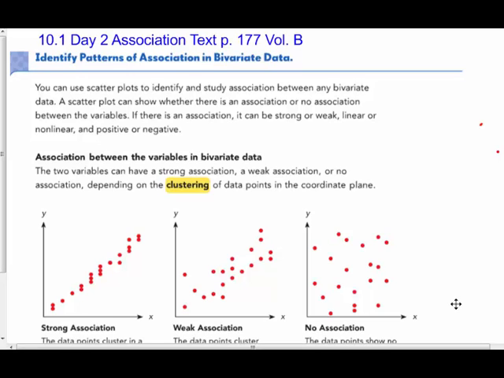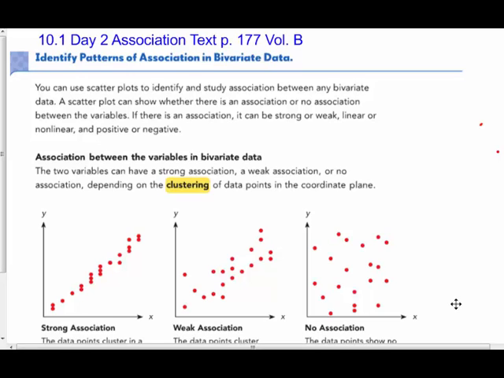However, this first part of the lesson is not, so just follow along, and I will tell you when we're going to get to page 7 in your packet in a few minutes. I'm also on page 177 in volume B of your textbook. You can use scatter plots to identify and study the association between any bivariate data.